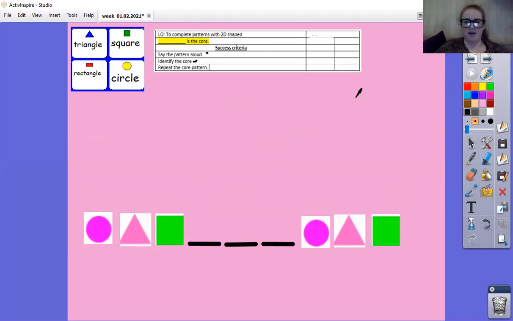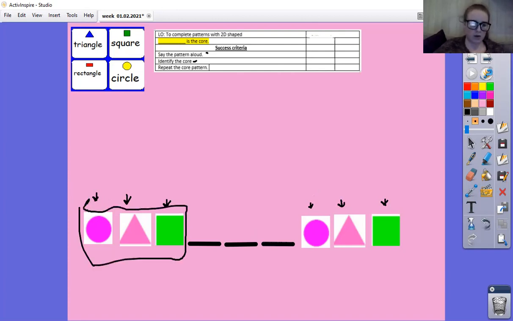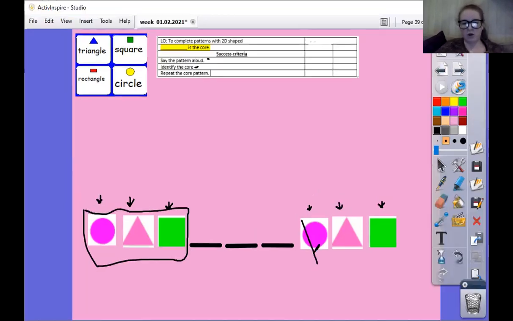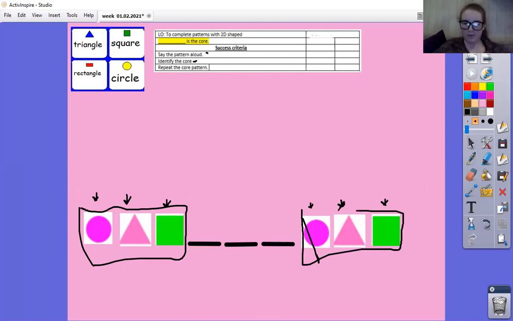Now we need to identify the core. Well, let's have a look at the first part. I've got a pink circle here, pink triangle, green square. Let's go to the next part of my pattern. I've got a pink circle, a pink triangle, and a green square. I can see that this is my core, and this is a repetition of the core, and this is a repetition of the core here.